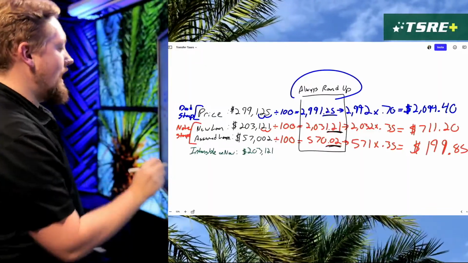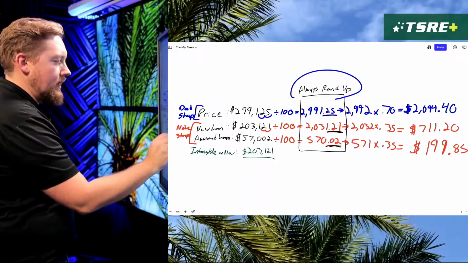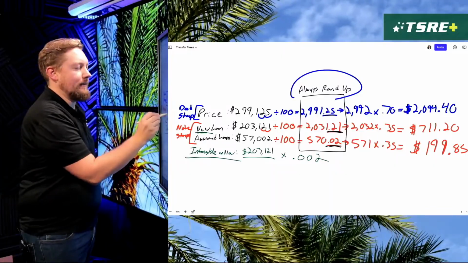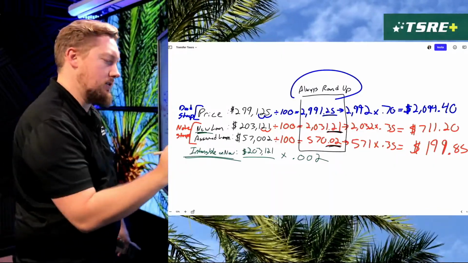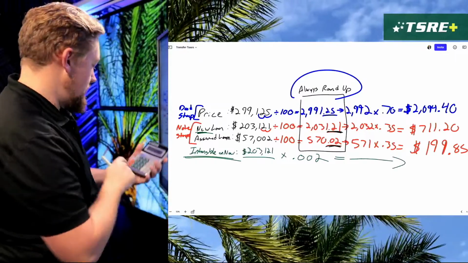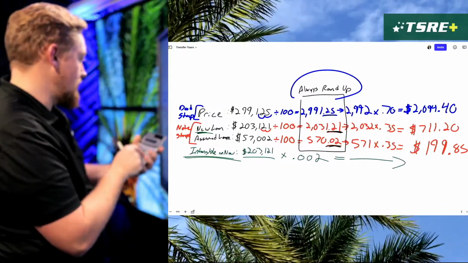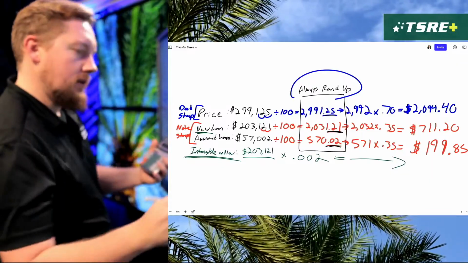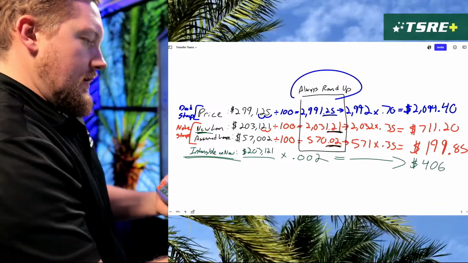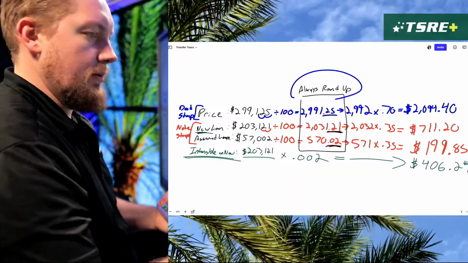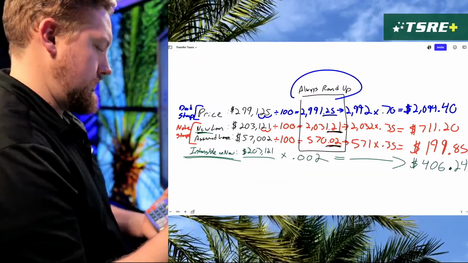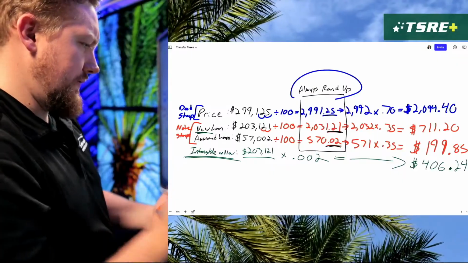$199.85. But we're not done yet, because we still need to take this new loan here and multiply it by 0.002. Because the new loan is going to be taxed twice, on the note stamp as well as the intangible tax. So do not forget about that secondary tax on the newly created mortgages. So that is going to give us, when we take $203,121 for the new mortgage times 0.002, $406 and about 24 cents. We'll use normal rounding rules here.